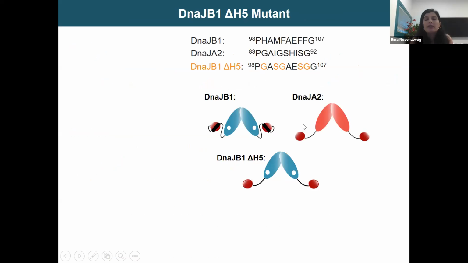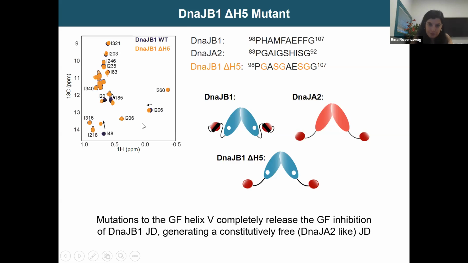So in order to test that, we generated a mutant of DNAJB1, which doesn't have helix 5 and has a constantly released J domain. So we made the mutant by taking the residues of helix 5 of DNAJB1 and replacing them with residues from DNAJ2 that doesn't have the GF inhibition. If we compare the NMR spectrum of the two, we see that they're very, very similar. The only differences are in the J domain and residues at this interface, because there's no longer docking of the J domain.